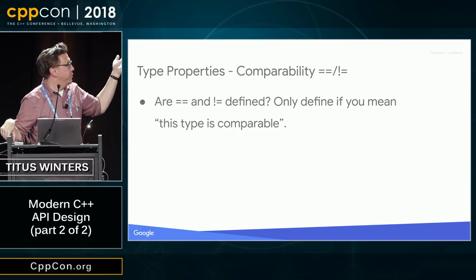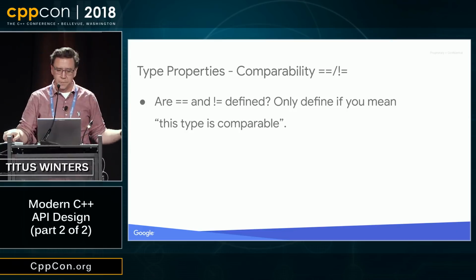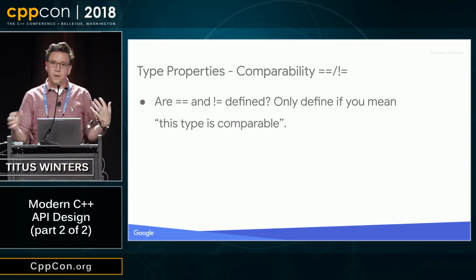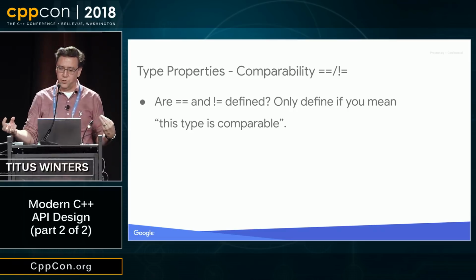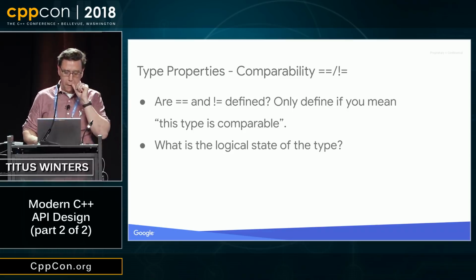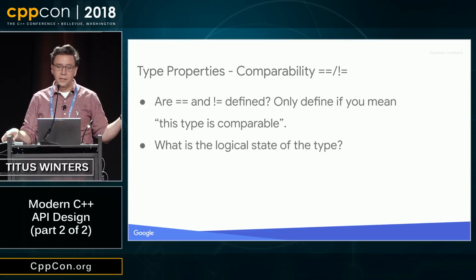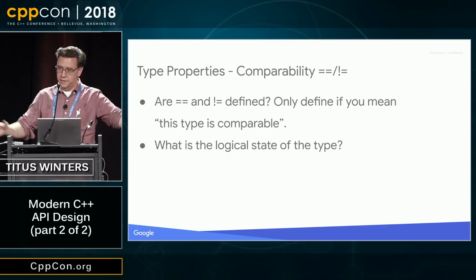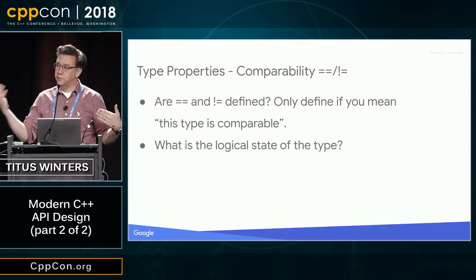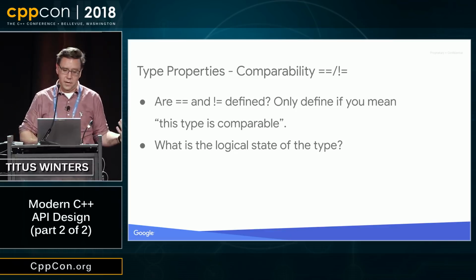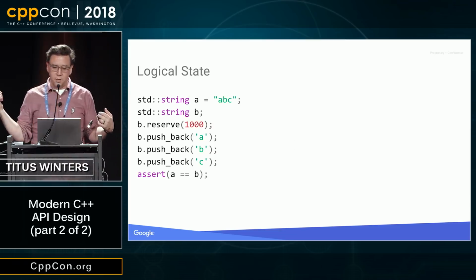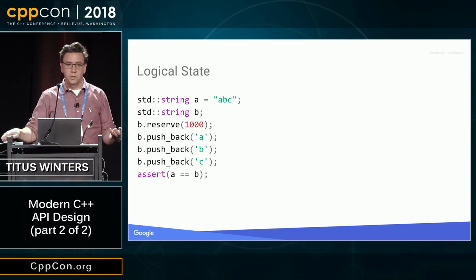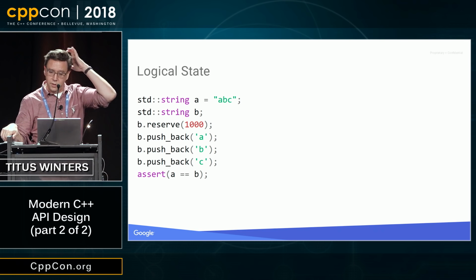Define these only if you actually mean this type is comparable. And when we are discussing comparable, we also have to have an important tangent into what are you comparing? What is the logical state of your type? For instance, a C++ string can be represented in many different ways, but logically, it doesn't matter how it is represented, it just matters that it is a sequence of characters. The way it was constructed doesn't matter, and the overall allocation doesn't matter. Two strings are equal even if their capacities differ, or one is using small string optimization and the other isn't.